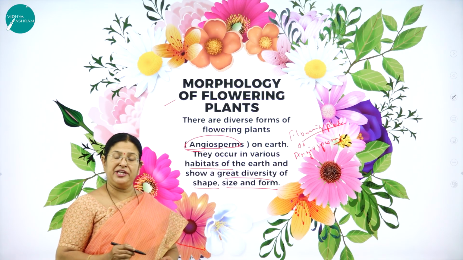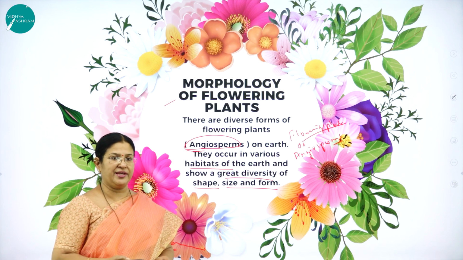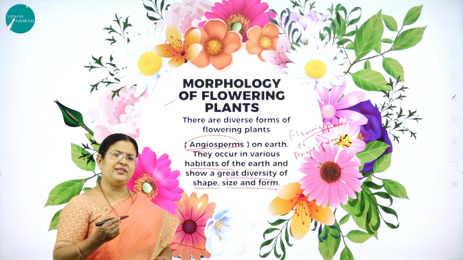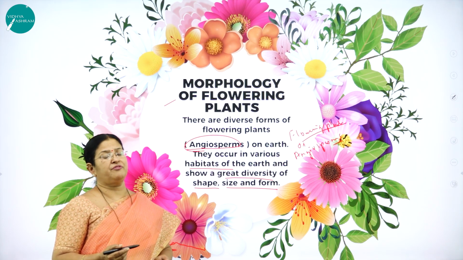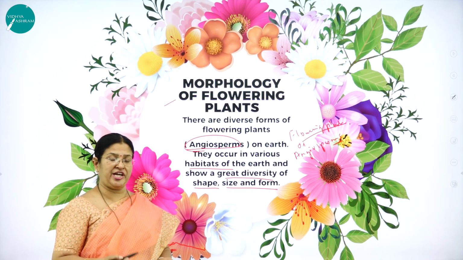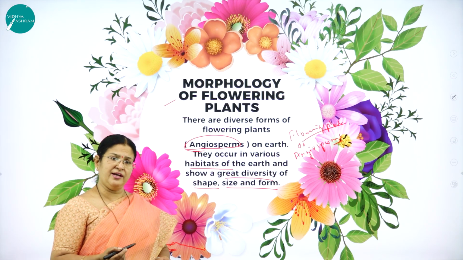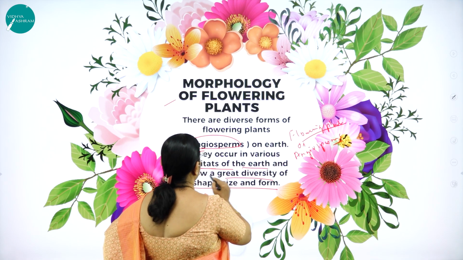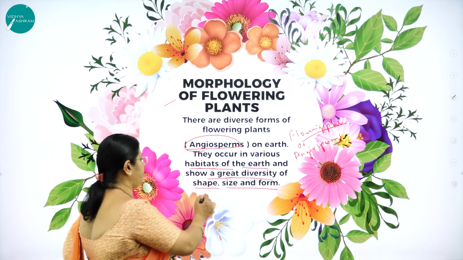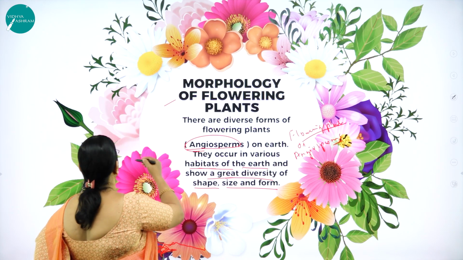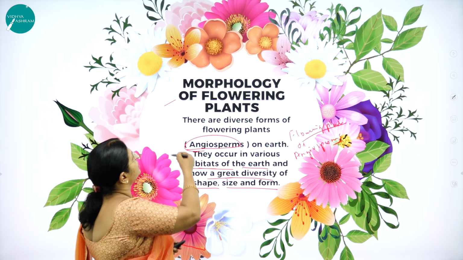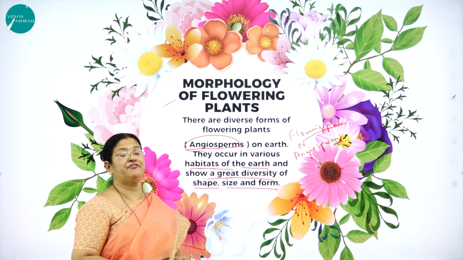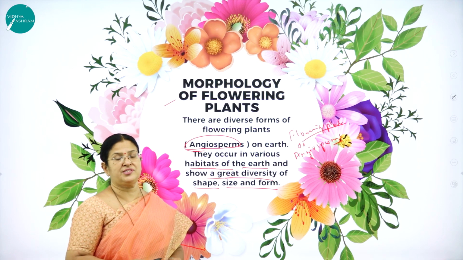Have you ever come across any two plants similar in structure? So also animals, you don't come across any two animals similar. So also the plants are not similar. And I think you might have come across flowering plants of diversified structure, shape, size, color, etc. So angiosperms on earth occur in various habitats and show a great diversity of shape, size and form. Here only you can say no two flowers are similar. You come across different varieties of flowers, different colors, different nature, different shape. That is the beauty of this angiosperm.